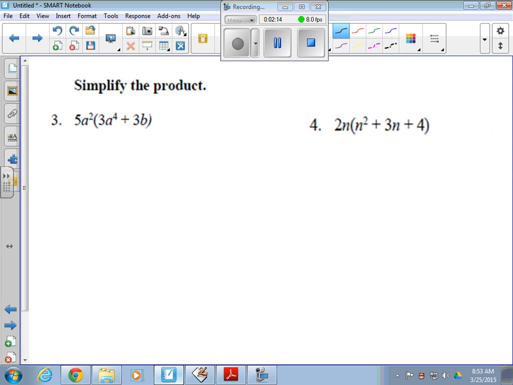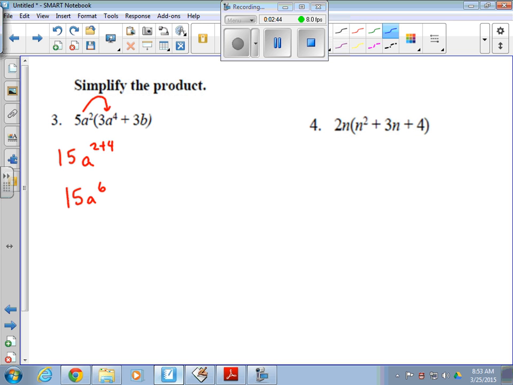Number 3 is simplifying the product. Now what we're doing is distributing what's on the outside of the parentheses to everything on the inside. 5a squared times 3a to the fourth. First thing, 5 times 3 is 15. Then a squared times a to the fourth becomes 2 plus 4. Anytime you multiply in the same base, you add the exponents. That's 15a to the sixth.